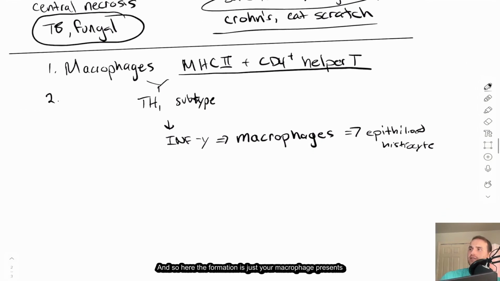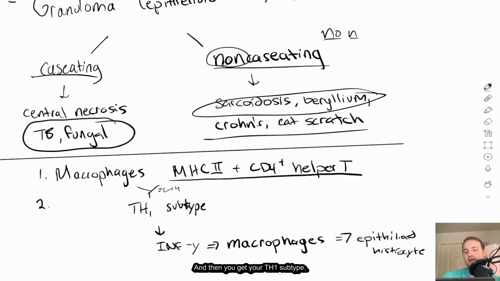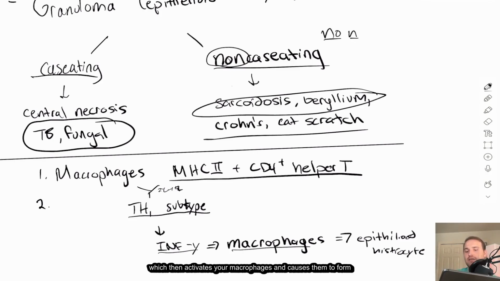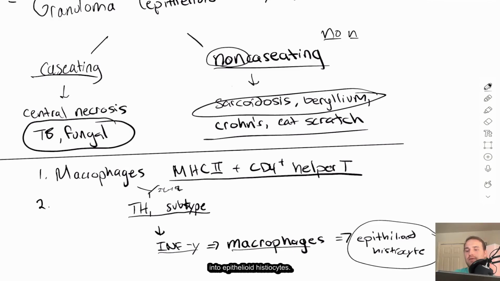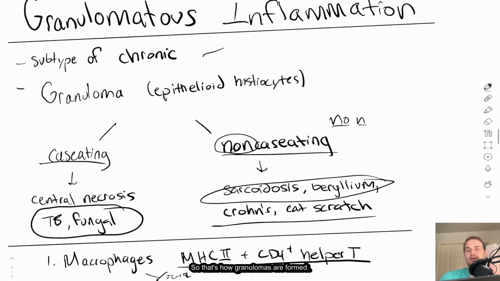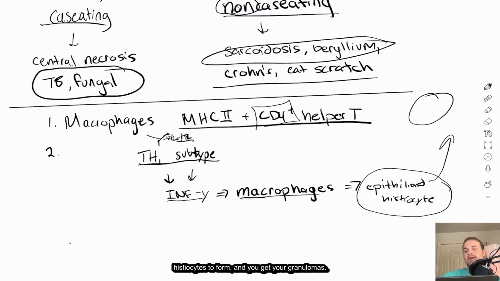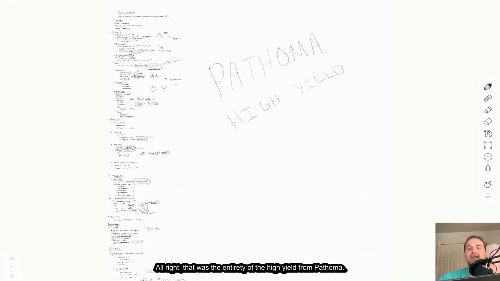Here the formation is just your macrophage presents the antigen to your CD4. This then causes IL-12, and then you get your TH1 subtype. Then you get your interferon gamma, which then activates your macrophages and causes them to form into epithelioid histiocytes. That's why you see the epithelioid histiocytes on these granulomas. So that's how granulomas are formed. The macrophage presents the antigen to your CD4 cells, then you get the IL-12 and formation of TH1 subtype. TH1 can then cause the release of interferon gamma, interacting with and activating the macrophages, causing these histiocytes to form, and you get your granulomas. All right, that was the entirety of the high yield from Pathoma.